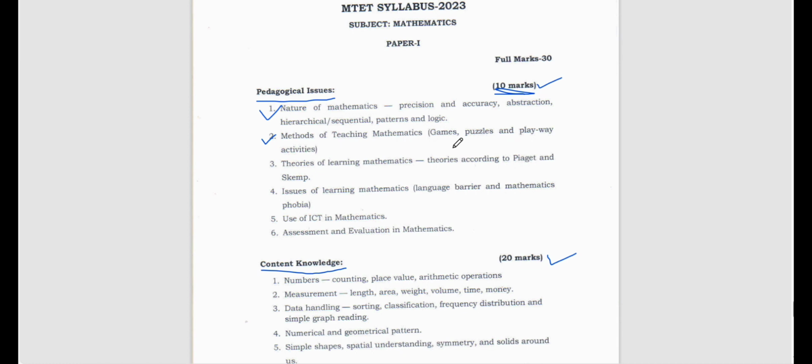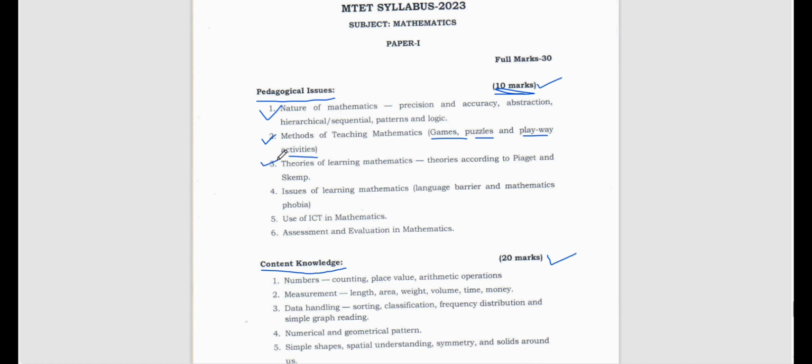That's why you're writing this Mtet exam. If you are able to pass this Mtet exam, it means you qualify in maths also, even though you are from arts, and it is taken that you can teach maths. That's why you qualify this exam. So we can teach mathematics using games, puzzles and playway methods or activities. All this can help you in the process of teaching and learning.